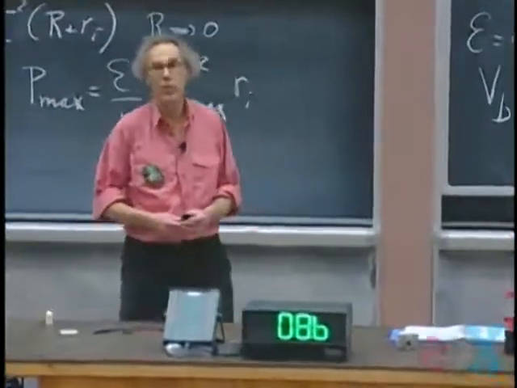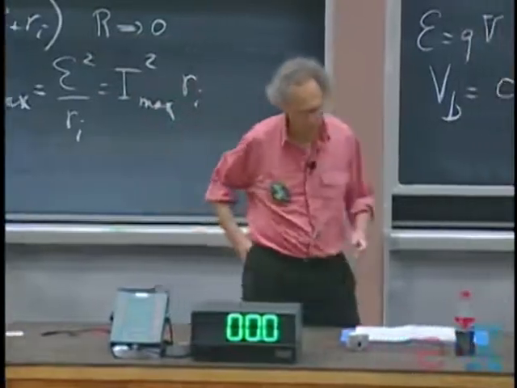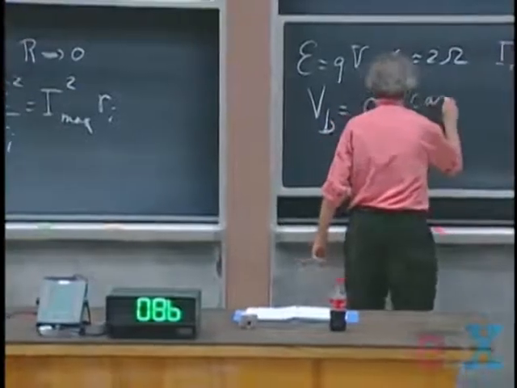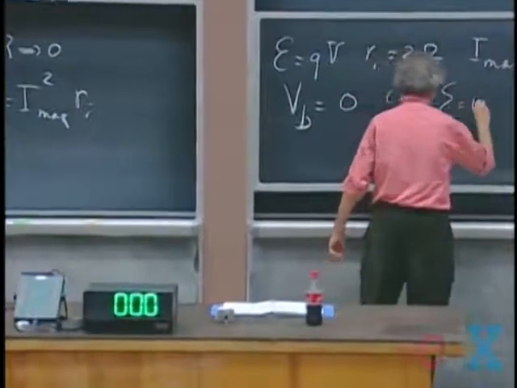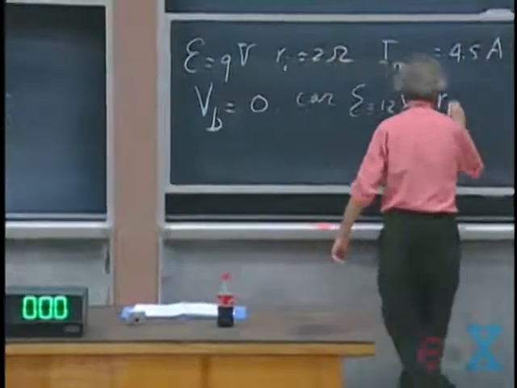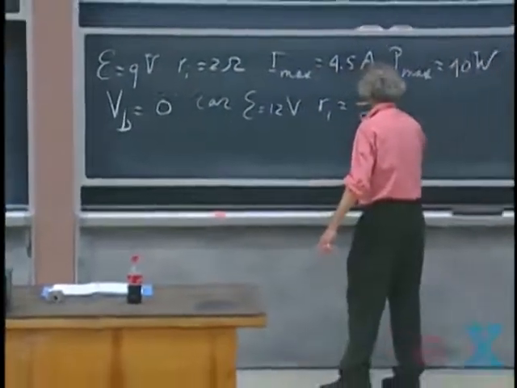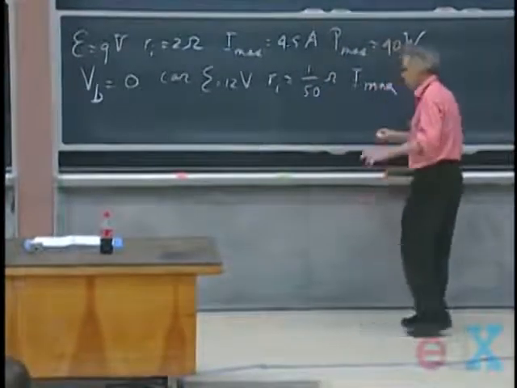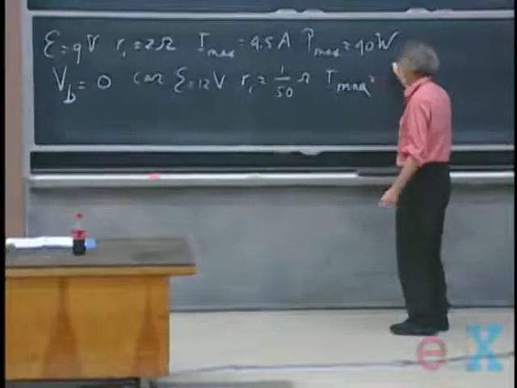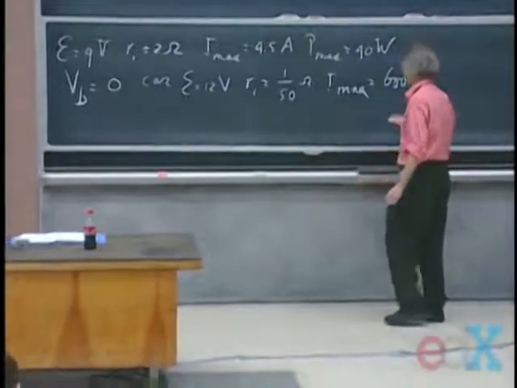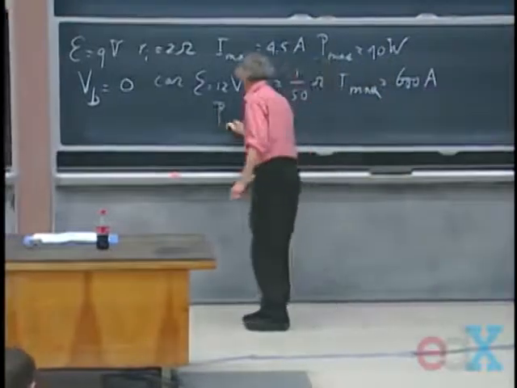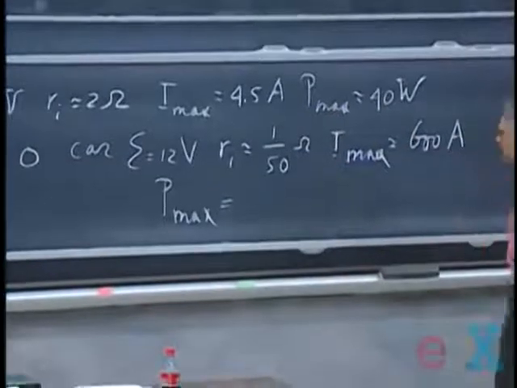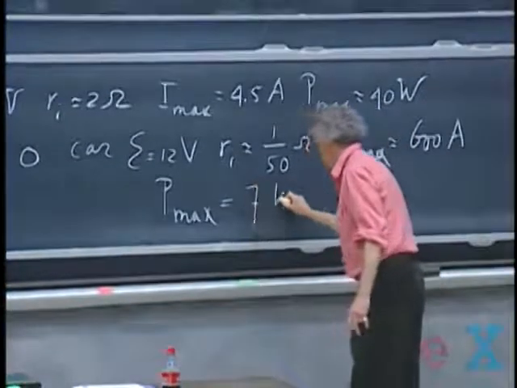Your starter motor needs a few hundred amperes. If you take a car battery, that's about 12 volts. It has a very low internal resistance of about 1/50th of an ohm. So that means that the maximum current that you can draw if you would short circuit it would be something like 600 amperes. And so the maximum power, if you were so stupid to short circuit it, that would all be generated inside the battery, would be something like 7 kilowatts.